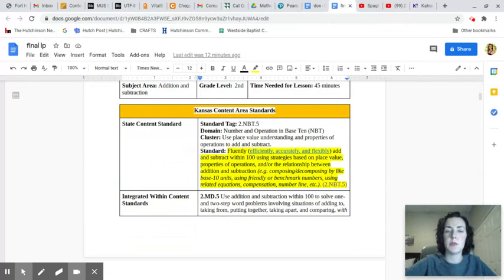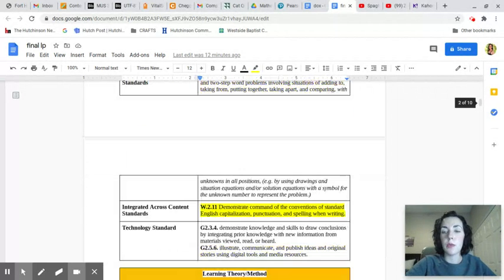And that corresponds with the standard: fluently, efficiently, accurately, and flexibly add and subtract within 100 using strategies based on place value, properties of operations, and/or the relationship between addition and subtraction. And that is 2.NBT.5.